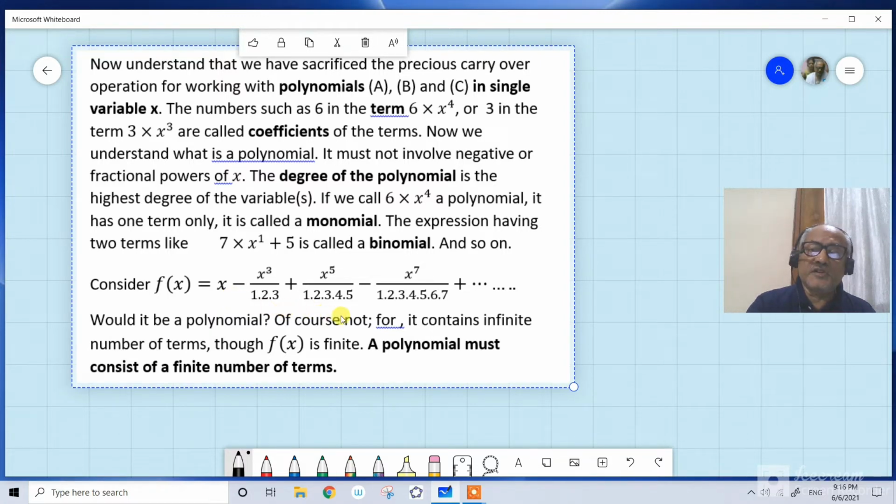But the question is, can we call it a polynomial? Because it is a power series like this, we cannot call it a polynomial because there are infinite number of terms. So you understand what is a polynomial, and a polynomial must consist of a finite number of terms.